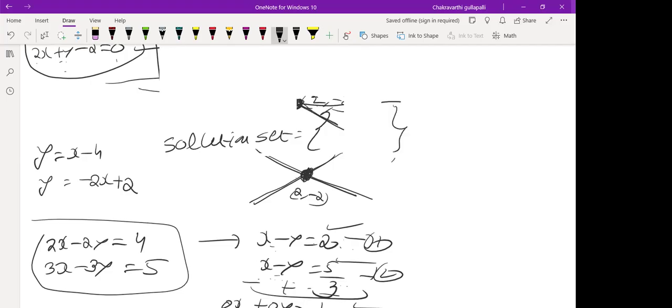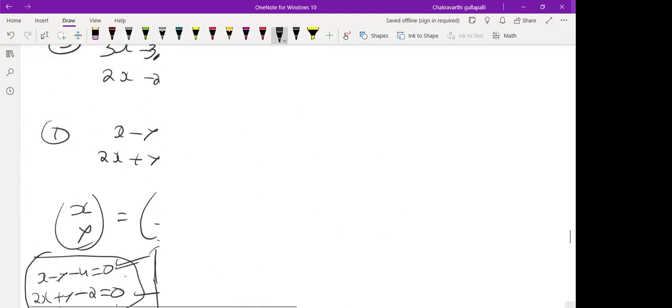What is the solution set? X is 2 and y is minus 2. So this is the solution. Solution means (2, minus 2). Solution set means write it in set builder form.